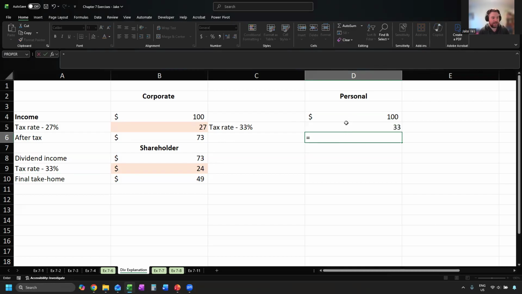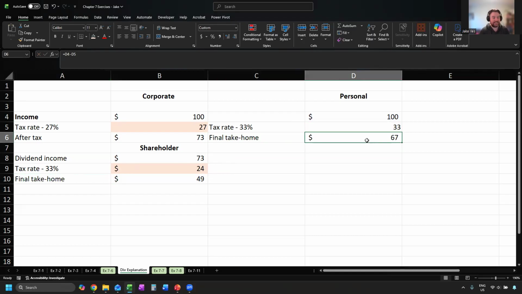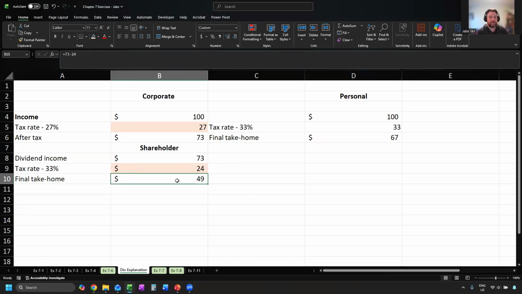After tax equals the $100 I received minus the taxes paid. My final take-home from a personal level is $67. That's a much better outcome than ending up with $49. So this is an off-balance situation.